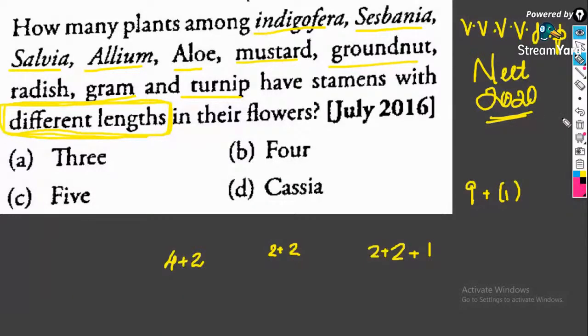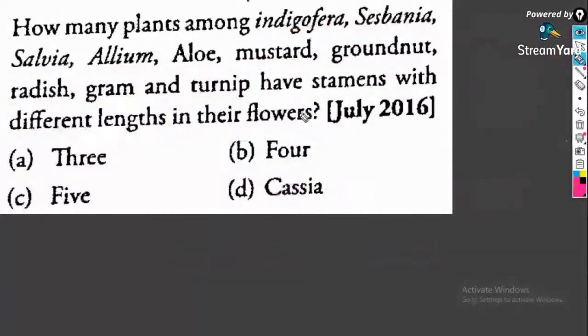The correct answer for the question is option B, 4. Guys, this is a printing mistake. It was not Cassia, it was 6. So 4 is the answer for the question. Why? Let us look at which are the 4 plants having stamens with different length.